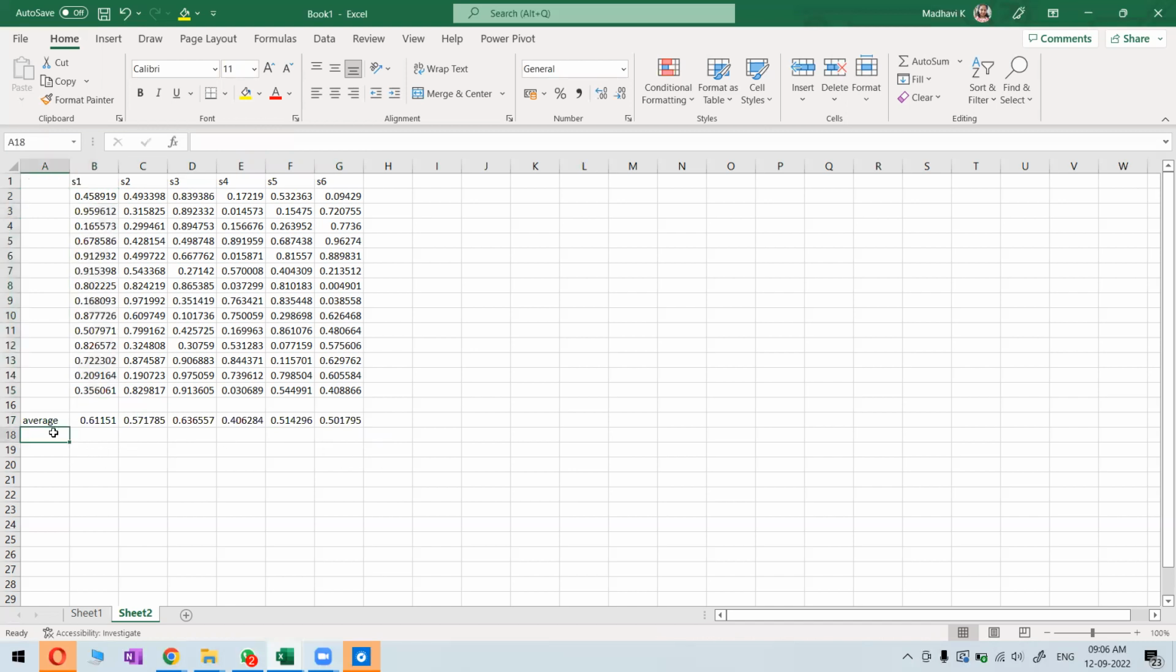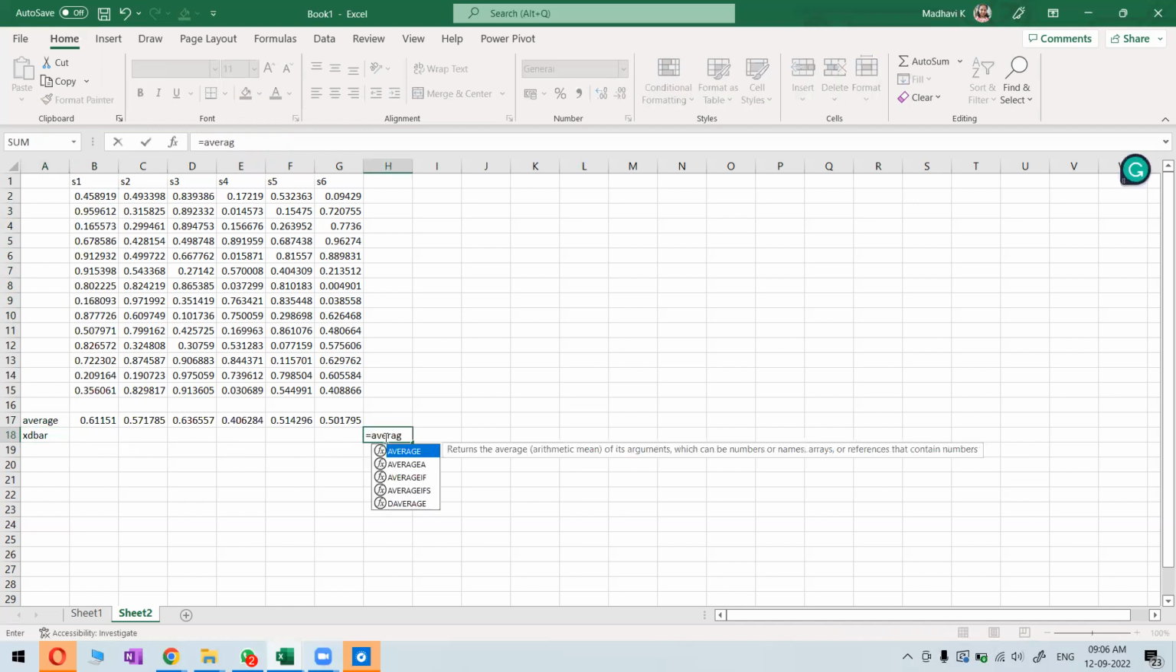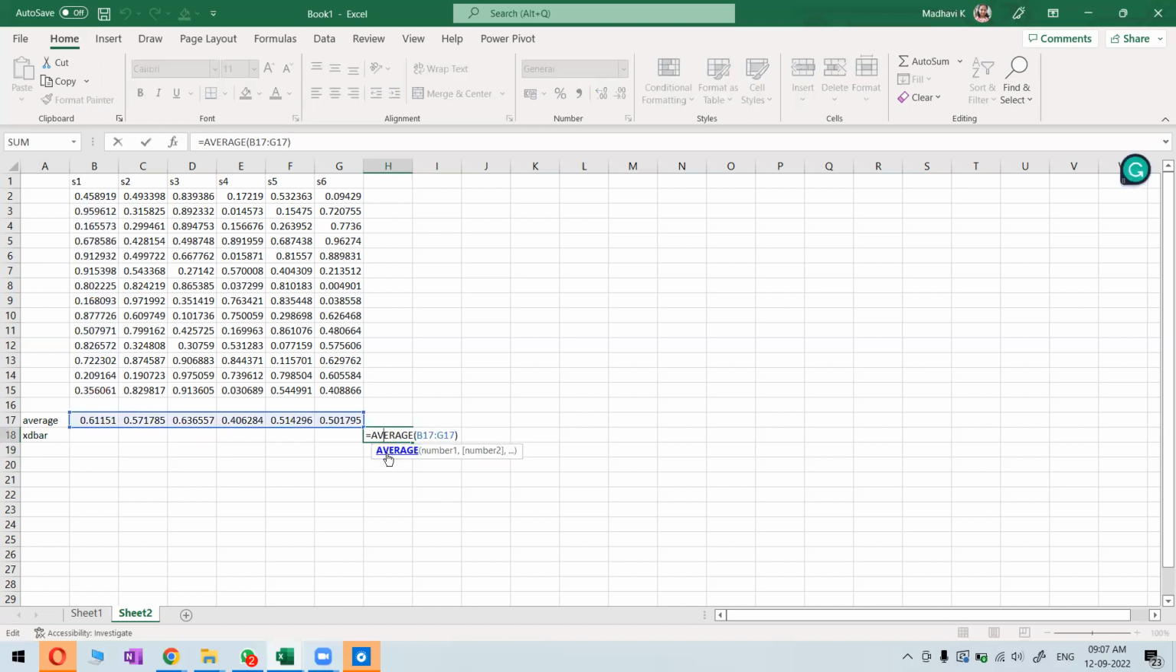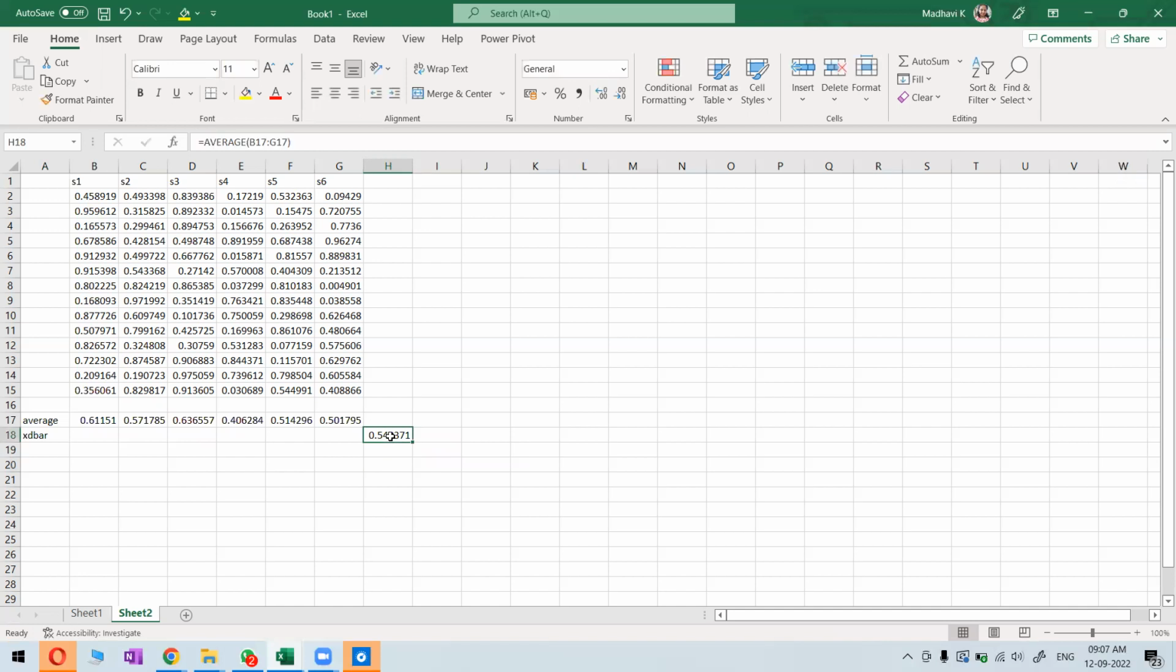Now, we are going to find X double bar, which is the average of averages. X double bar equal to the average of all these values. It can be done either this way, or we can calculate the average of all these values. It is the same thing. The average is 540371. So the value is the same, but we can do either way.